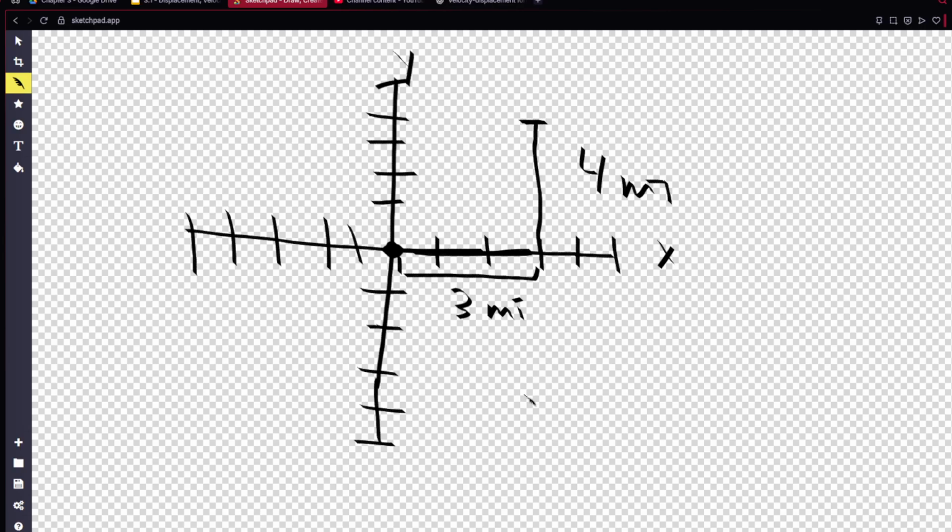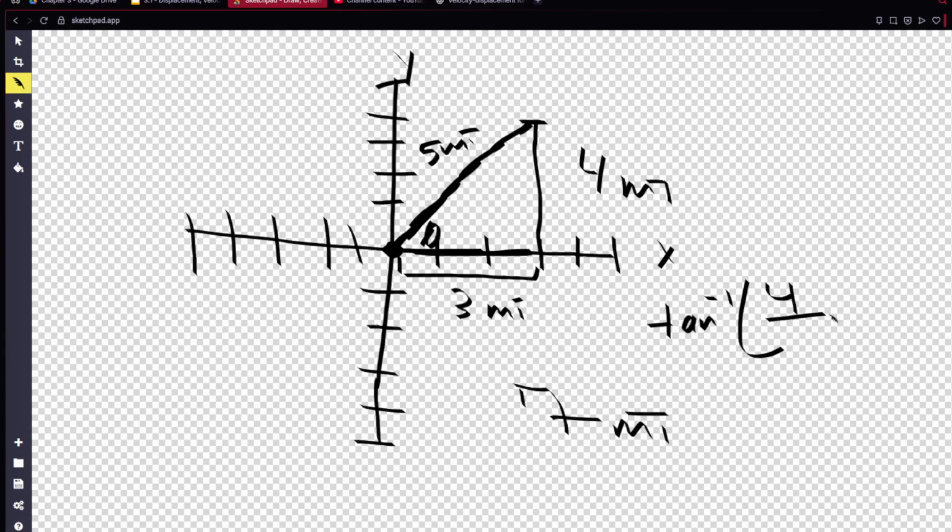So did we travel 7 miles? Well, we did if we measure the distance. But if we measure displacement, we actually only traveled 5 miles, and this angle is just going to be inverse tangent of 4 over 3. That's the angle here. So we travel 5 miles in this angle's direction. So that's how we denote displacement.